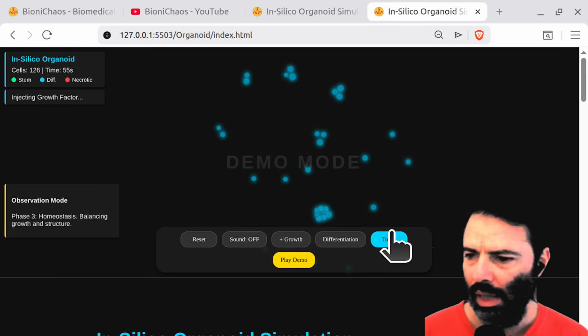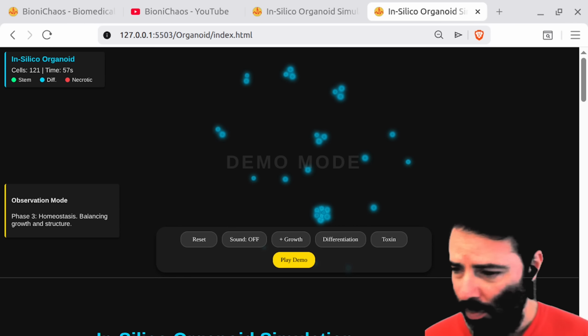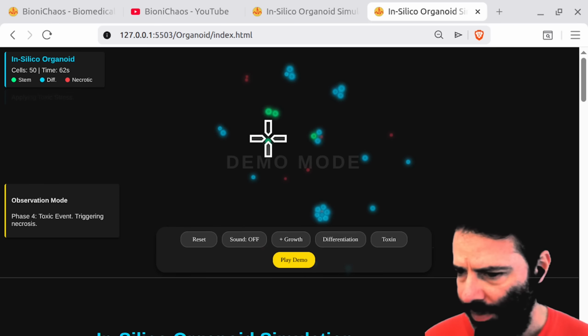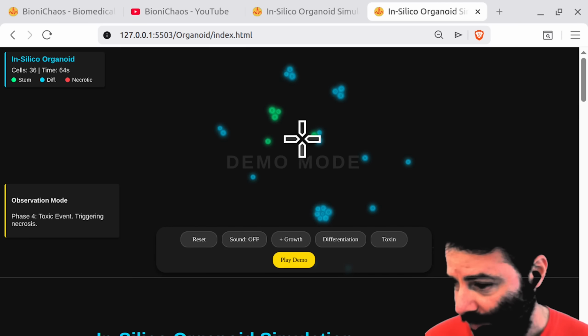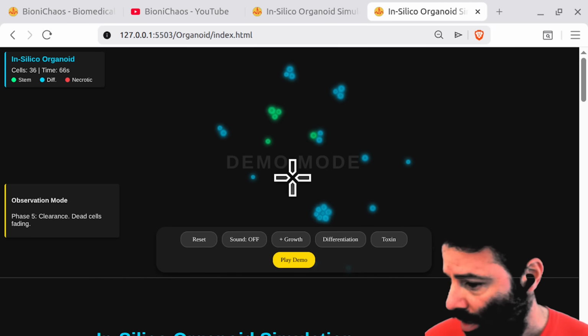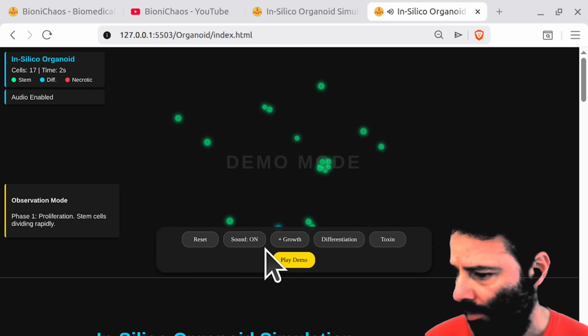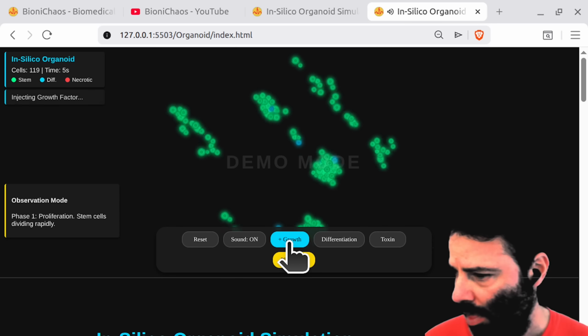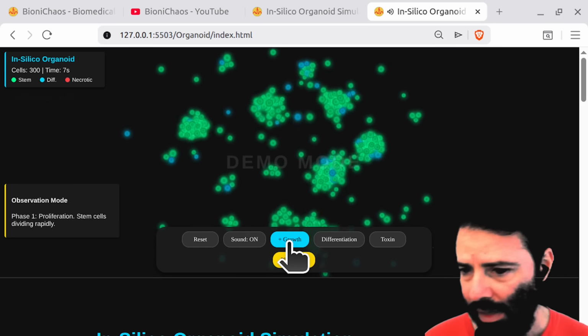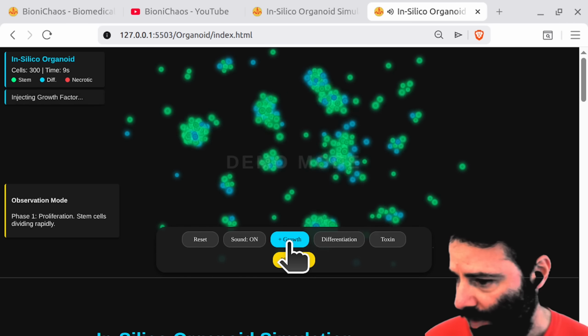Made changes. Okay, it seemed to work better. Right, so we currently can interact with the thing even during demo mode, which is nice. And let's check reset. Check the sound. Okay, growth works, and now we have a limit of 300 cells.